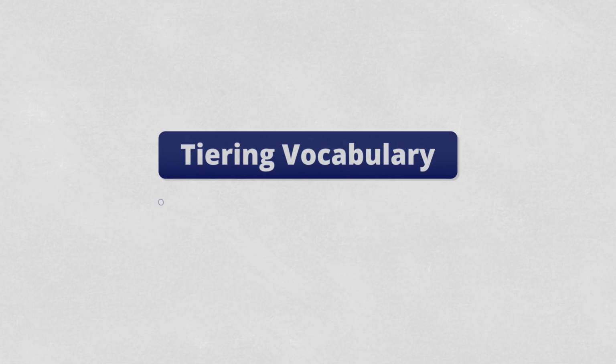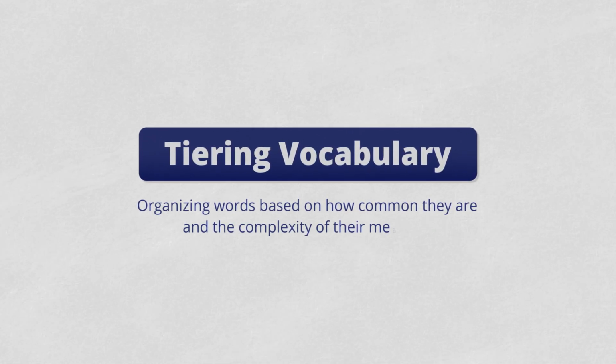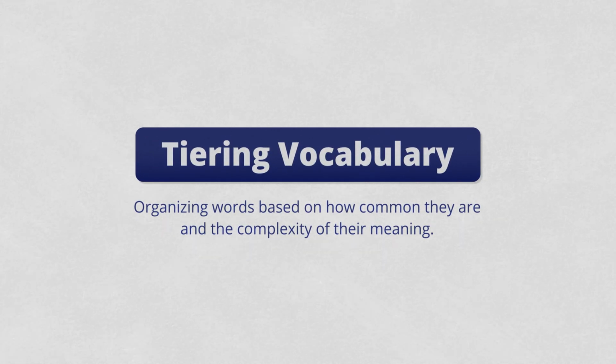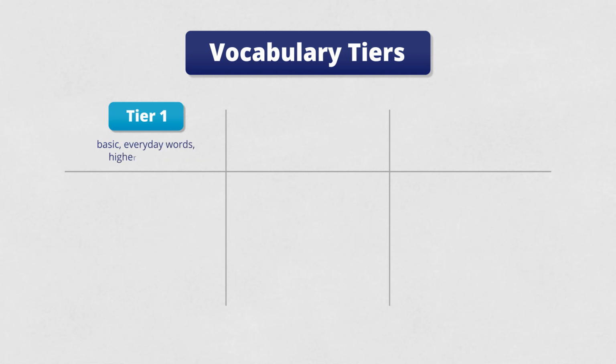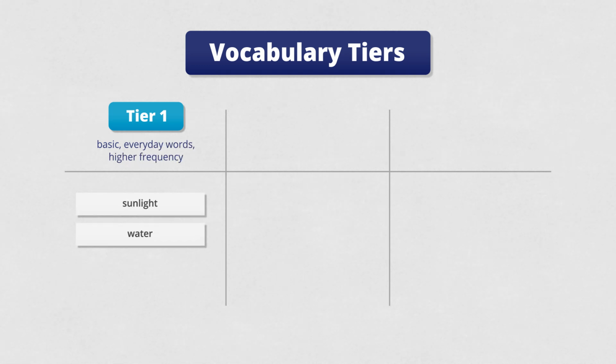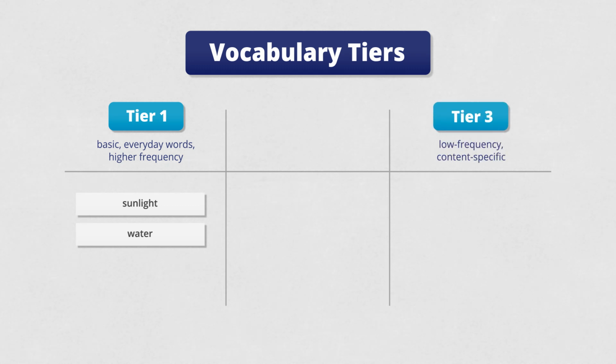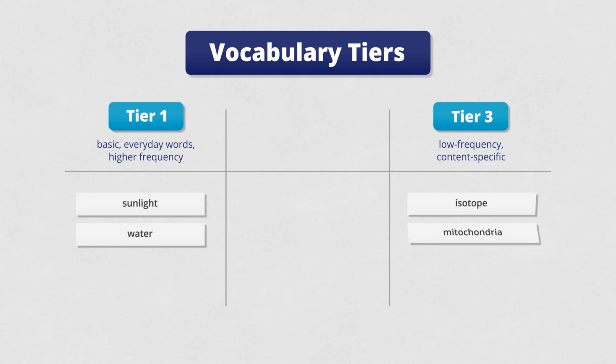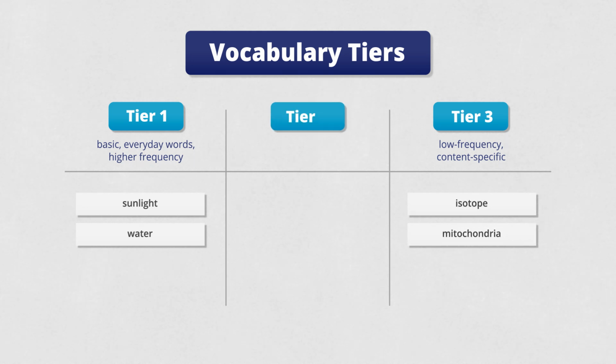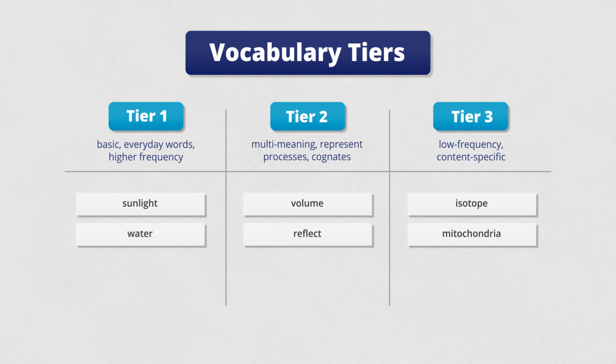One way you can do that is by tiering your vocabulary based on how common the words are and how complex their meaning is. So let's dive into what these tiers are. Tier 1 are the basic and everyday words. These are higher frequency, like sunlight and water. On the other hand, tier 3 are these low frequency words that tend to be very content specific, like isotope or mitochondria. Tier 2 words are the terms that are multi-meaning. These words represent whole processes or are words that are cognates in other languages.